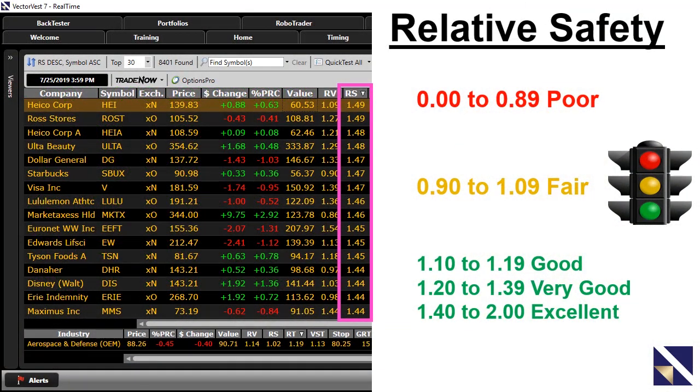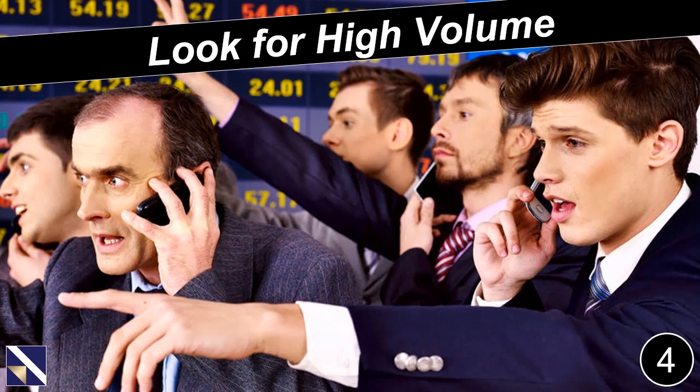RS is on a 0 to 2 scale. Here you see the rating system. Basically, the higher above 1 you get, the better it is for your bullish trades. The lower below 1 you get, the better it will be for your bearish trades. So remember key principle number 3 of checking the earnings engine, and use EPS and relative safety to help you identify your stocks. Key principle number 4 is look for high volume.